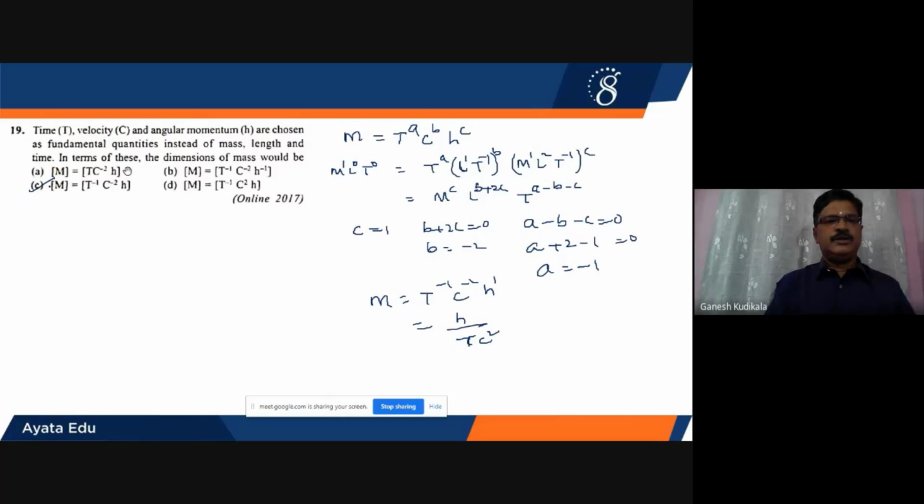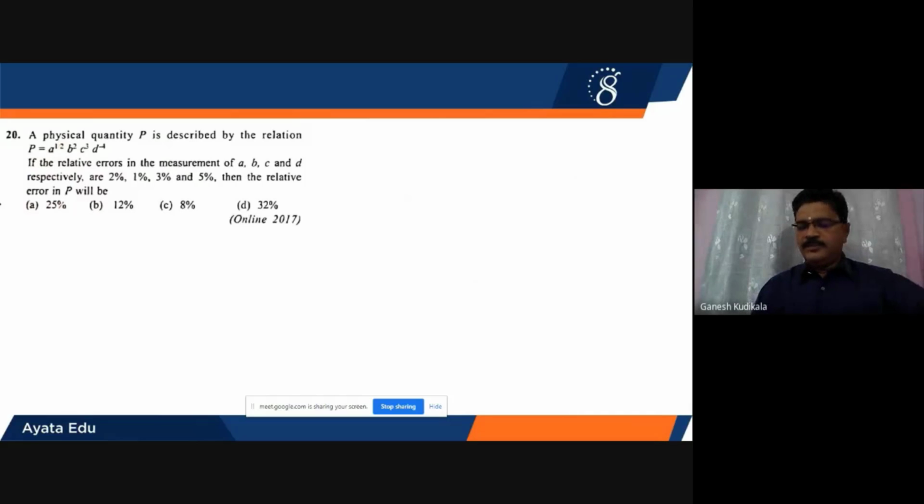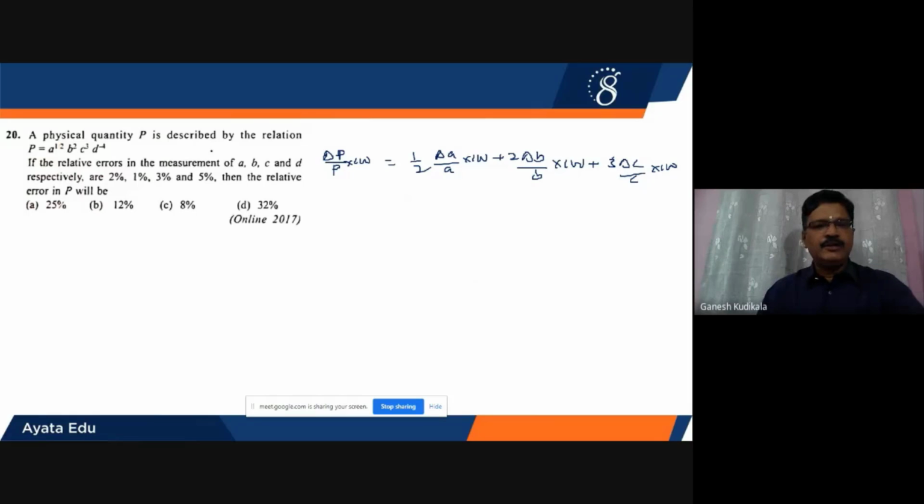Turn to the next one, the 20th problem. In the 20th problem, a physical quantity P is described by this expression. Relative percentages are being given. Then we have to find the percentage of error in P. So delta P by P into 100 is equal to half into delta A by A into 100 plus 2 into delta B by B into 100 plus 3 into delta C by C into 100. The last one, though negative, we should consider positive only, so plus 4 into delta D by D into 100.